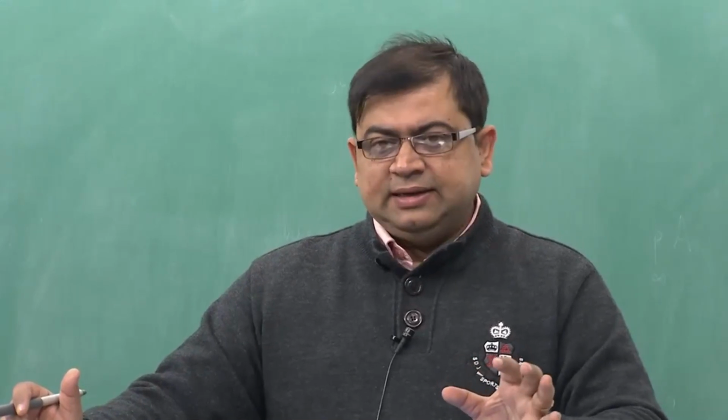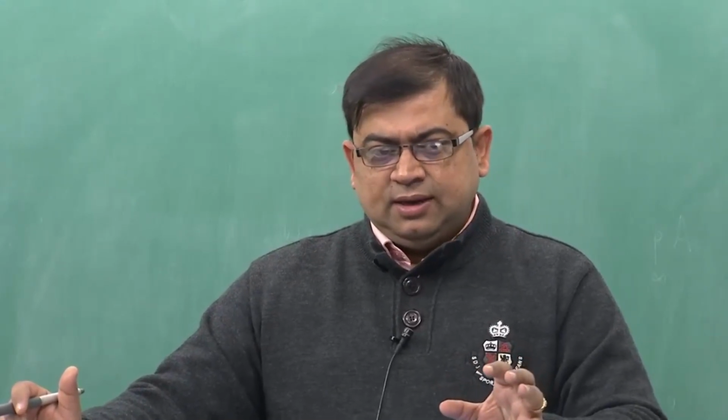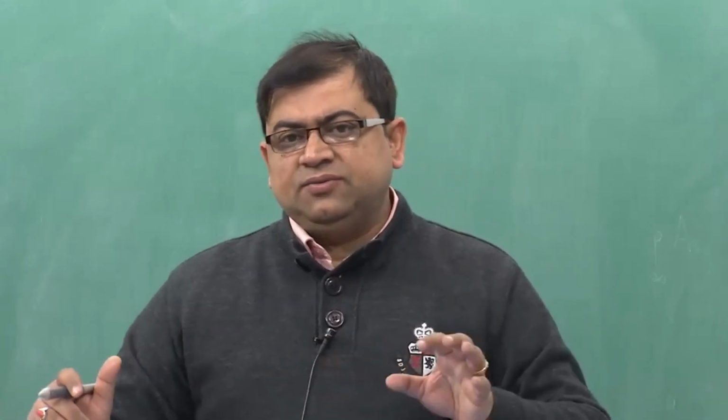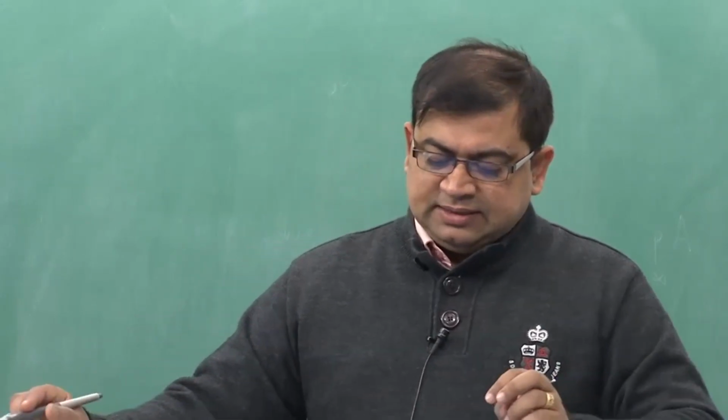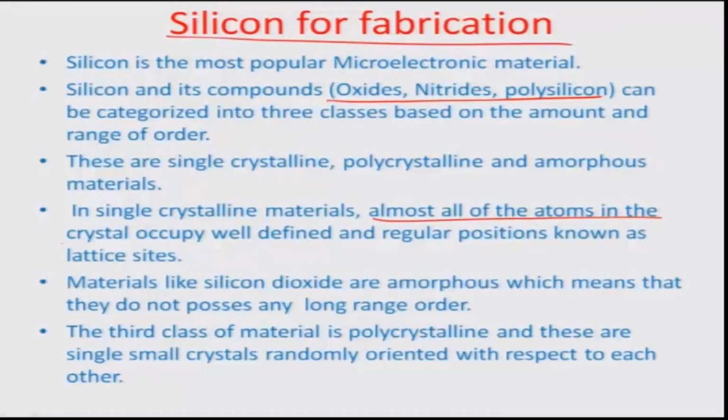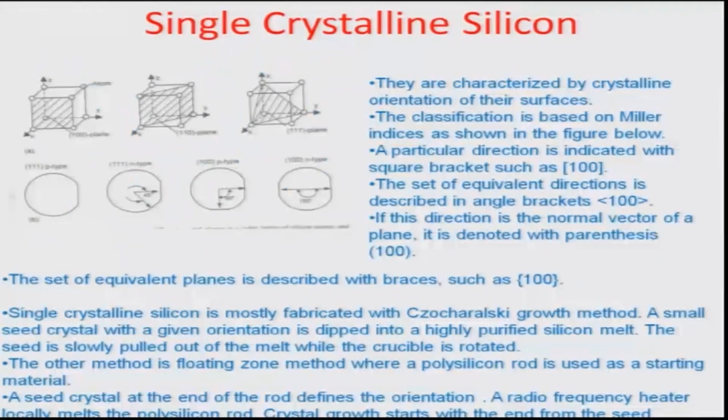But the idea is that this is a system which is very commonly available in all three different forms of crystal structures. And in single crystalline material, almost all the atoms in the crystal would occupy regular positions, as we had talked about as lattice sites, and because of that silicon becomes a very useful material, particularly for microelectronic applications.